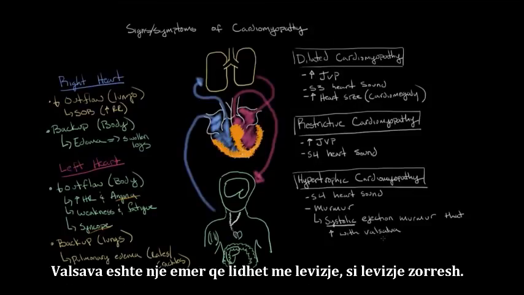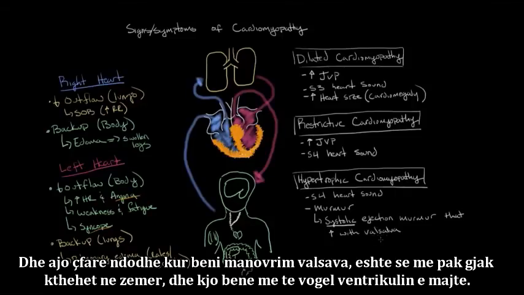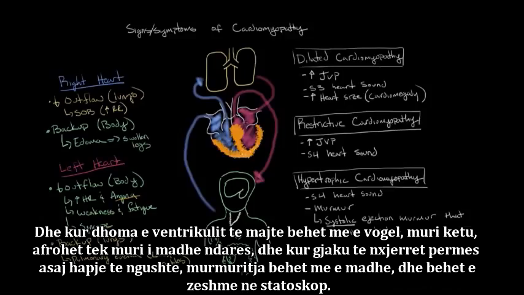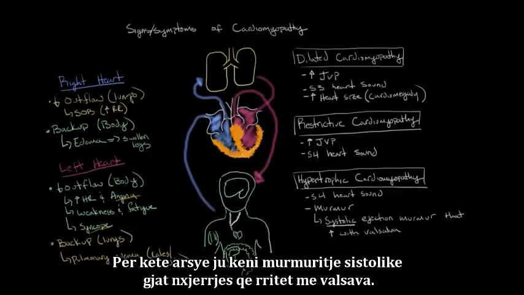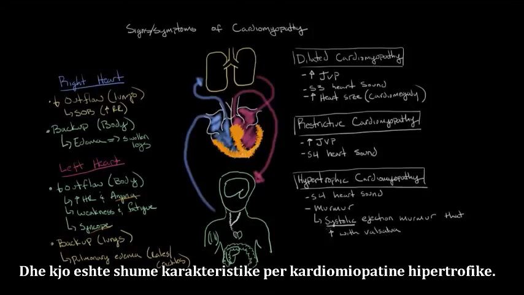And Valsalva is just a name for bearing down like you're going to have a bowel movement. And what happens when you do a Valsalva maneuver is that less blood comes back to the heart, and that makes this chamber of the left ventricle smaller. And when the chamber of the left ventricle is smaller, this wall over here becomes closer to this large septum. And so when blood is now being ejected across that narrowed opening, the murmur becomes more intense, and it becomes louder with a stethoscope. So that's why you have a systolic ejection murmur that increases with Valsalva. And this is very, very characteristic of hypertrophic cardiomyopathy.